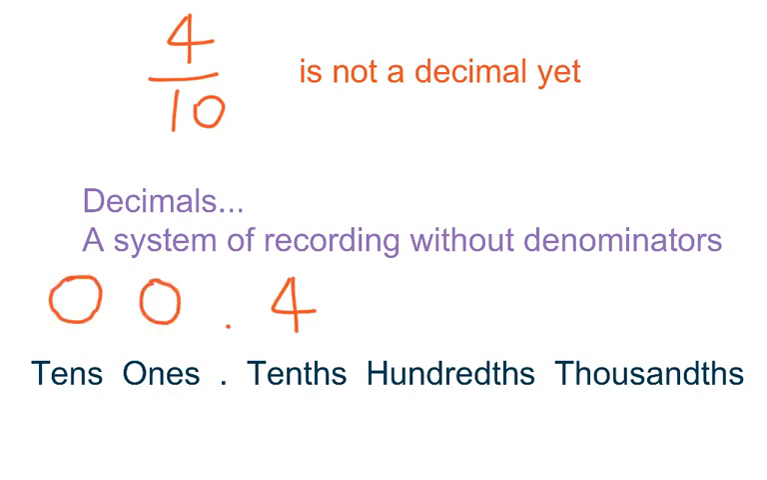Then we could put in zeros. So we could say we've got 0 tens because we don't have a very big number. We've only got 4/10. We don't have any ones. We also don't have any hundredths or thousandths. So we can put zeros in to show this.